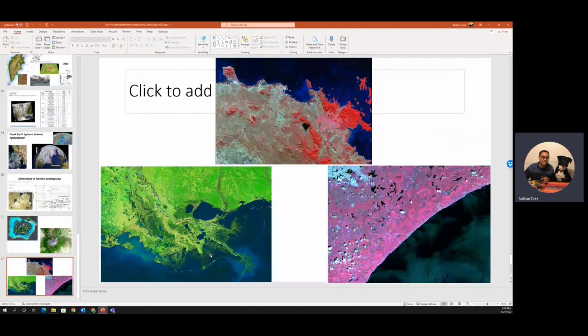Okay, so that's our overview for remote sensing. We will have a practical lab on this when we come back from fall break as a part of that lab set.